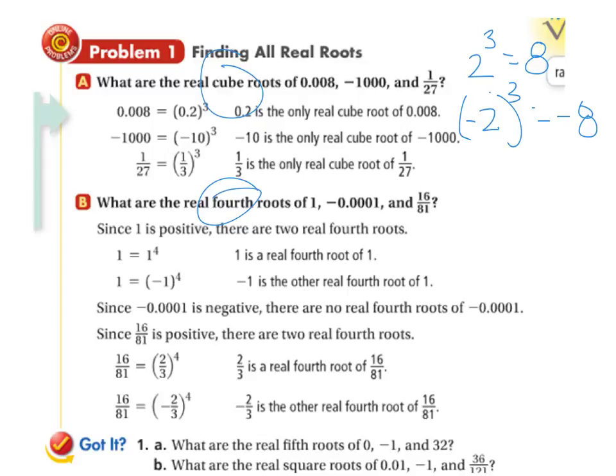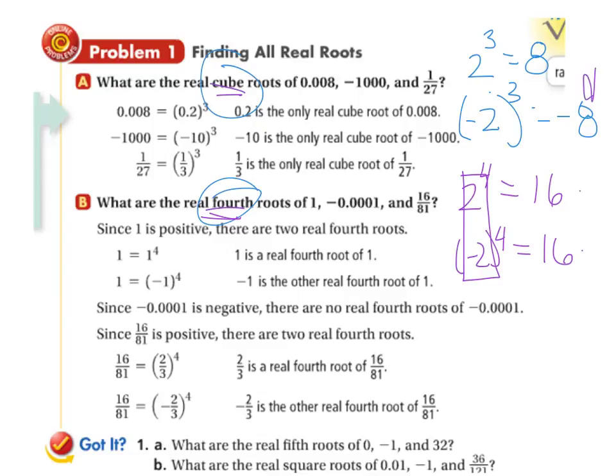Fourth root is a little different. So I have the fourth root. If I did 2 to the fourth, that would be equal to 16. 2 times 2 times 2 times 2. Or if I had negative 2 to the fourth, negative 2 times negative 2 times negative 2 times negative 2, that's 16. So these give me the exact same answer. So whenever you have an even root, you're going to have 2 answers that it could be when you're solving. An odd root, cube is odd, you will only have 1 answer.